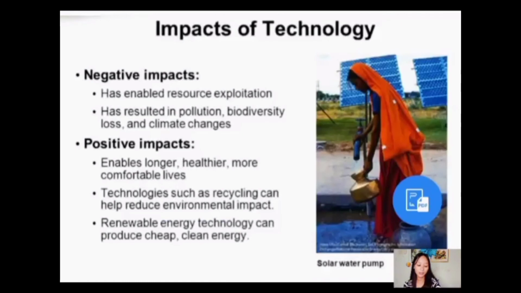And the third, impact of technology. Technology has negative impacts and positive impacts. First, let's proceed to the negative impacts. Negative impacts have resulted in pollution, biodiversity loss, and climate change. And the positive impacts enable longer, healthier, more comfortable lives.